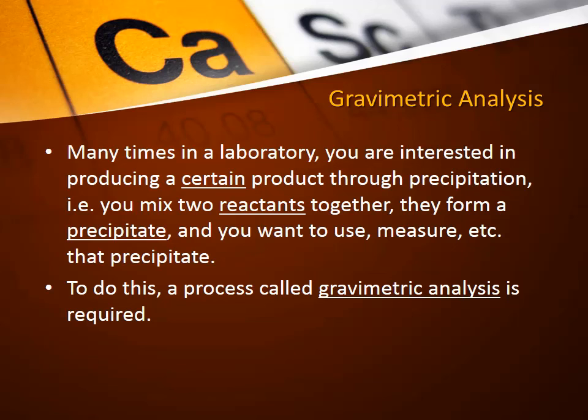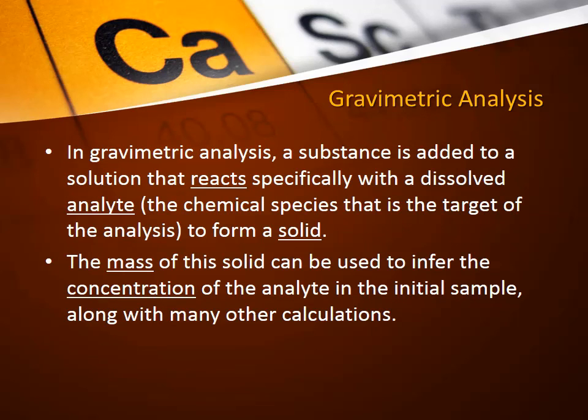To do this, we use gravimetric analysis. So, in gravimetric analysis, a substance is added to a solution that reacts specifically with a dissolved analyte, which is whatever you're trying to analyze, to form a solid. We added, I think, sodium carbonate to calcium chloride solution. I think this is representing the water, but basically that gave us calcium carbonate in our lab.